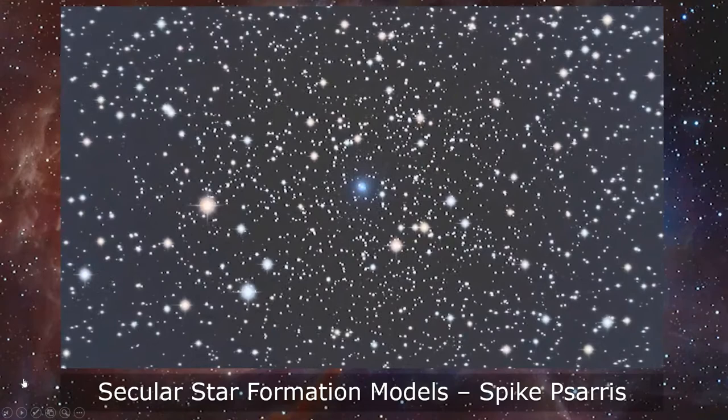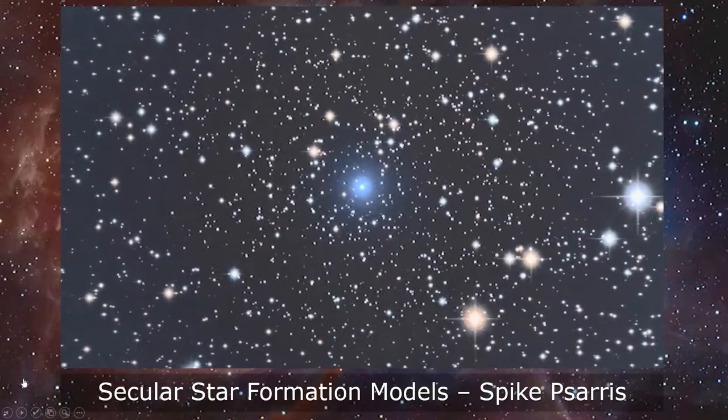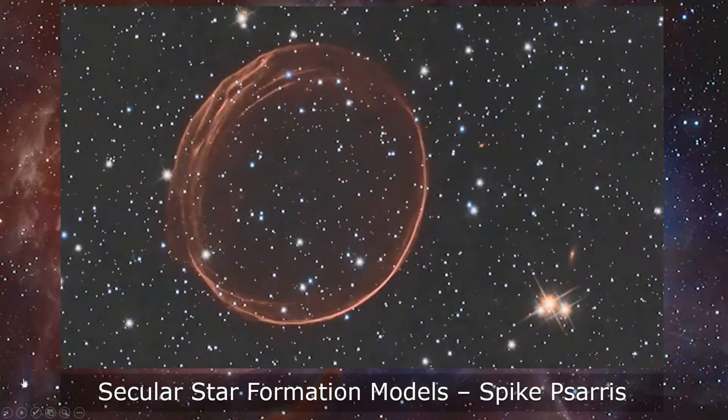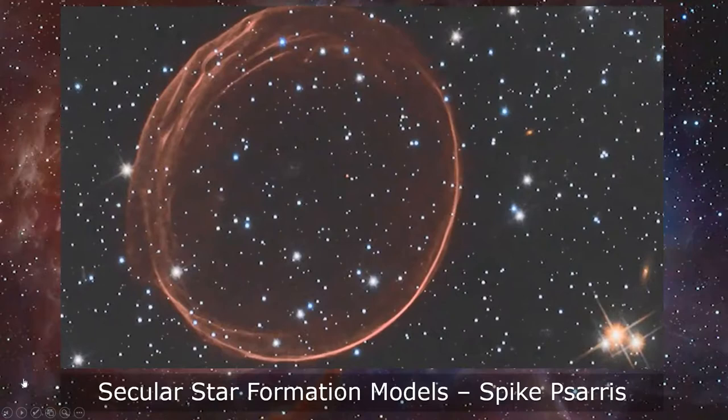But notice something important about these explanations. They all require stars to exist before more stars can be made. Supernovae occur when old stars explode. According to the Big Bang model, interstellar dust grains also come from existing stars. The model can't account for them otherwise.